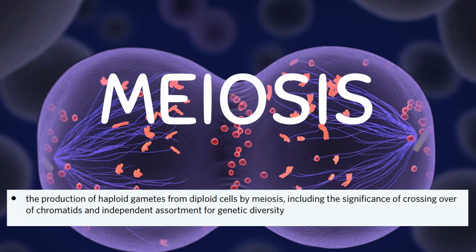Hi everyone, so today we're going to be looking at meiosis, and so the study design dot point is the production of haploid gametes from diploid cells by meiosis, including the significance of crossing over of chromatids and independent assortment for genetic diversity. So let's get started.